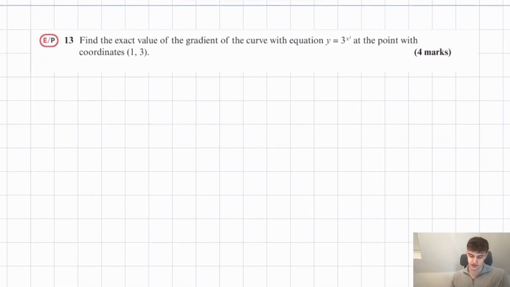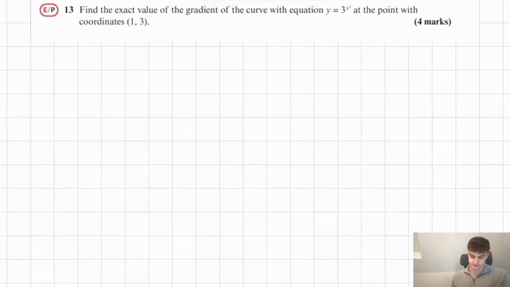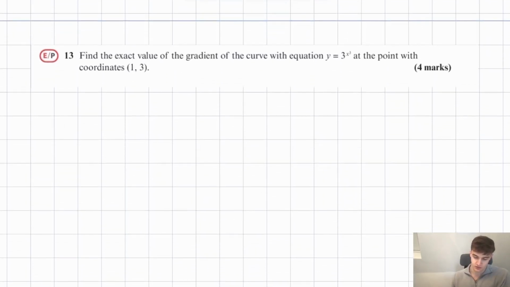So we should have two more here. We've got question 13 and the challenge. Question 13, find the exact value of the gradient of the curve with equation y is equal to 3 to the power of x cubed at this point. So this is just a differentiation question here. So it's just asking you pretty much, can you differentiate this?